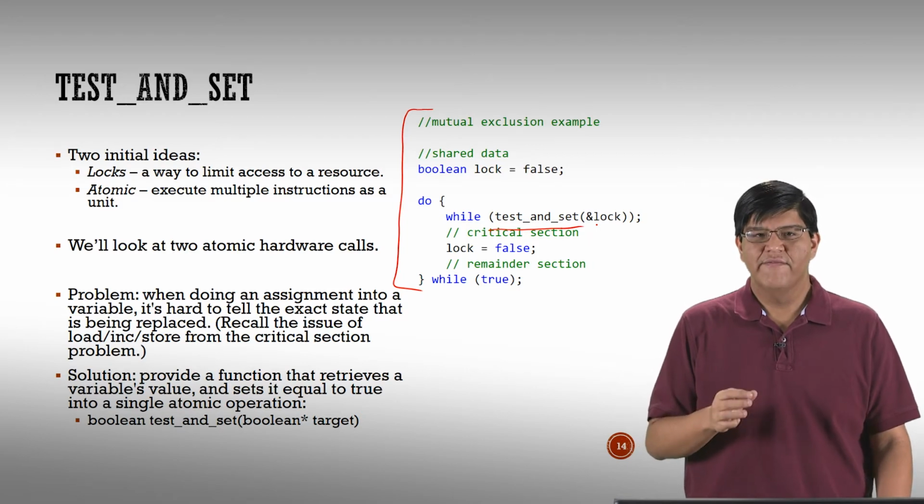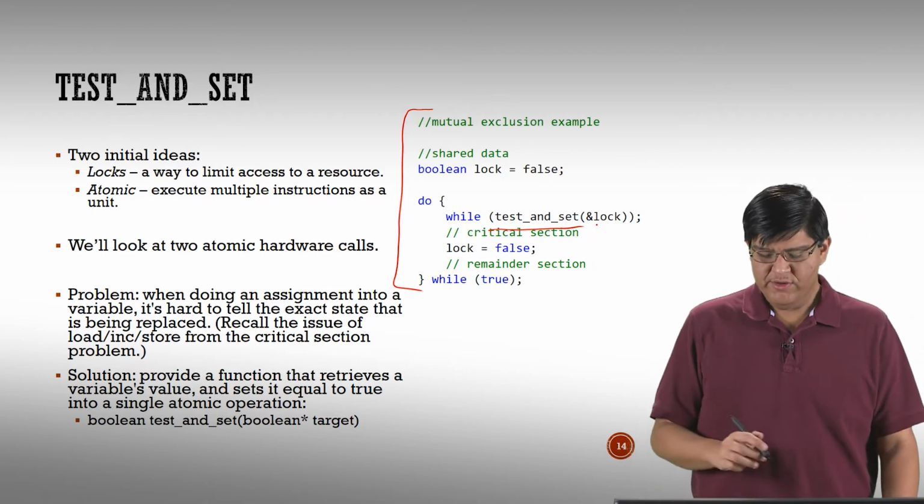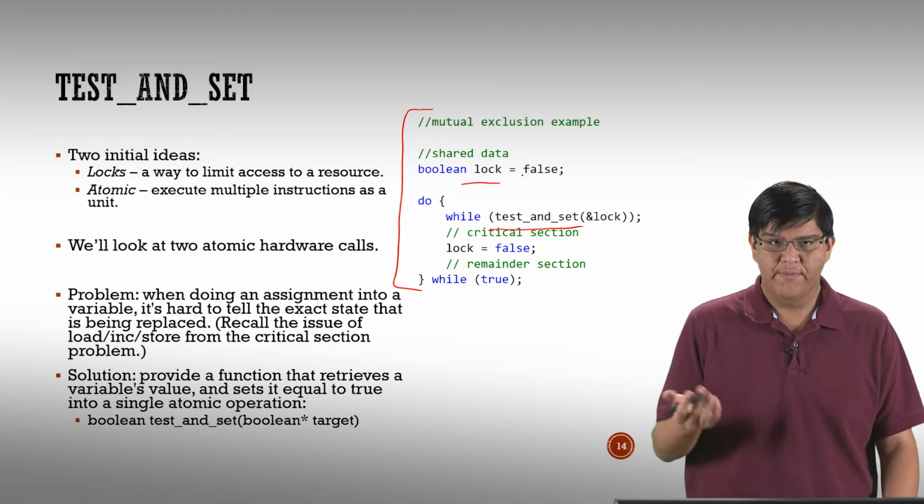I want to basically read the value and set it at the same time, in one go. That's actually what test and set will get me. So looking at this function, it takes only one argument. This is my lock variable, and you can see my lock variable is defined as a boolean up here.